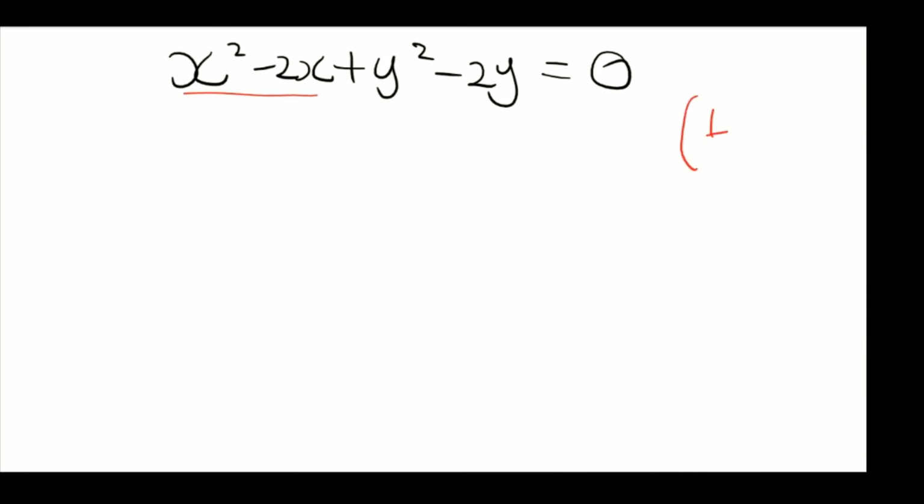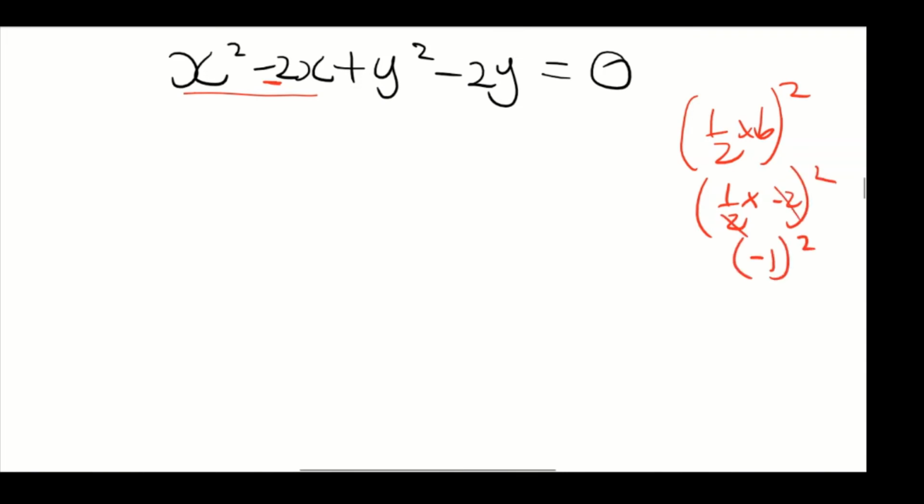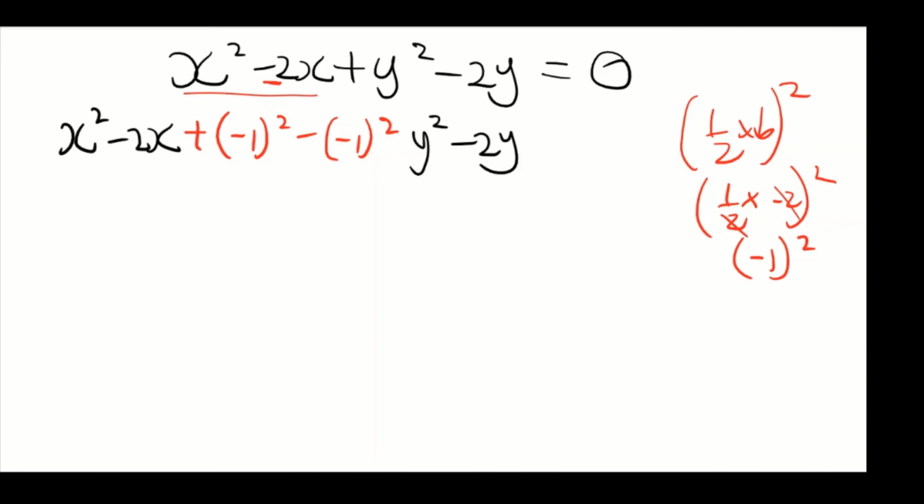It's going to be 1 over 2 multiplied by the b value, all squared. So it's 1 over 2 multiplied by our b here, which is minus 2, all squared. So minus 2 and 2 will remain with minus 1 all squared, right? Meaning when I have x squared minus 2x, we're going to add the minus 1 squared, and then we subtract it again, minus 1 squared, right? And then we write our y squared minus 2y.